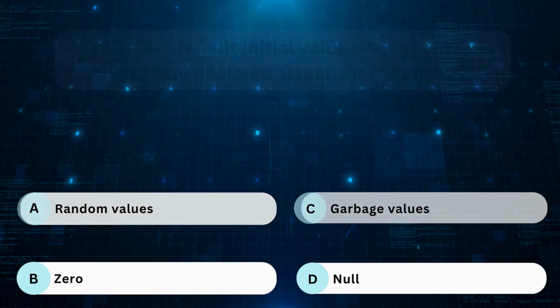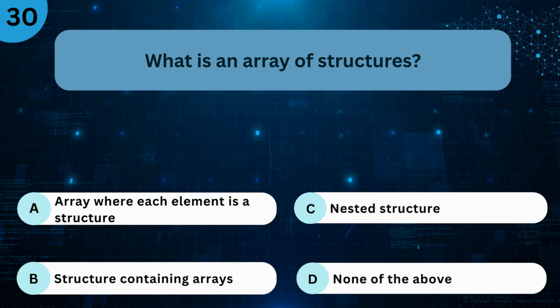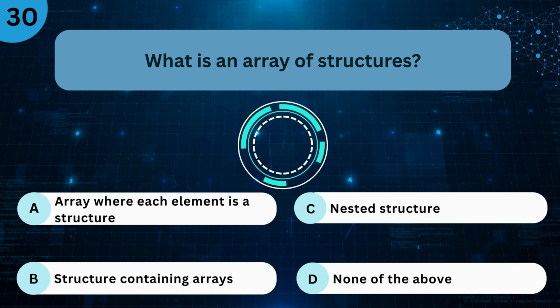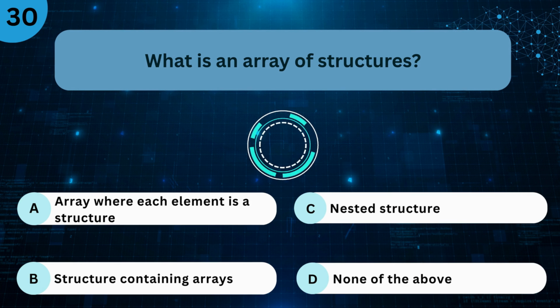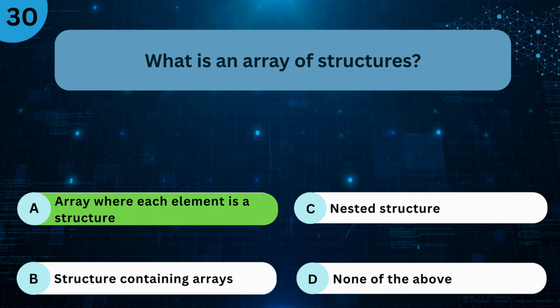0. What is an array of structures? A. Array where each element is a structure. B. Structure containing arrays. C. Nested structure. D. None of the above. The right answer is A. Array where each element is a structure.